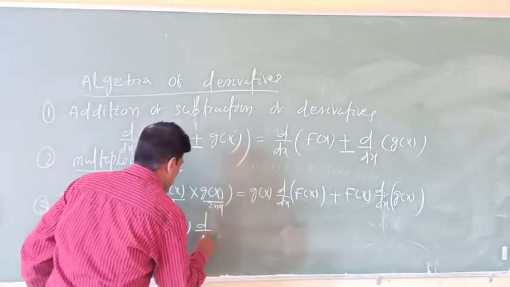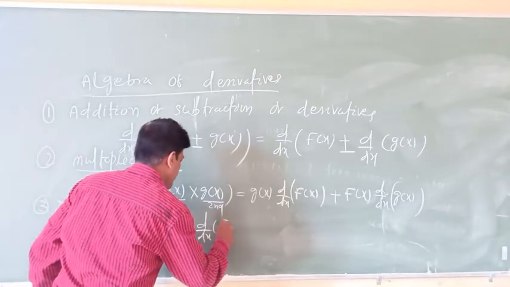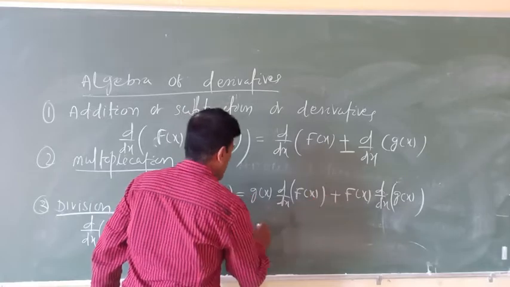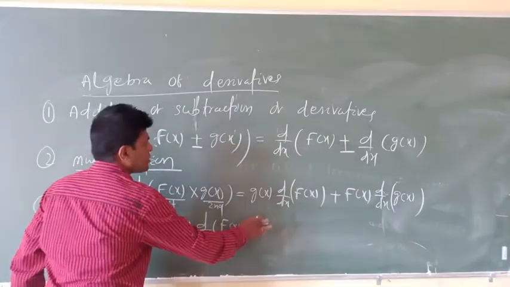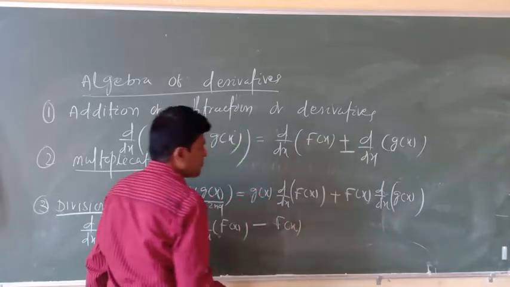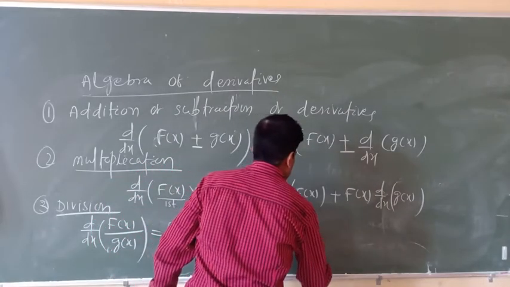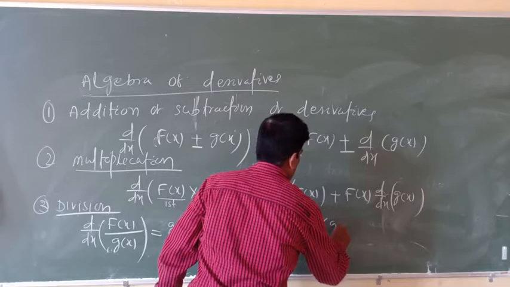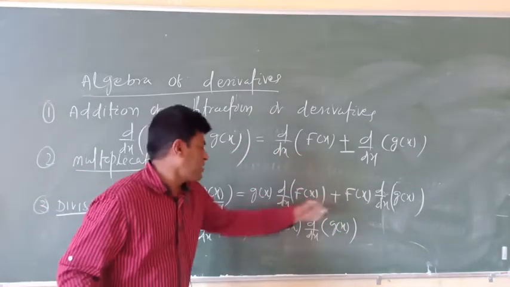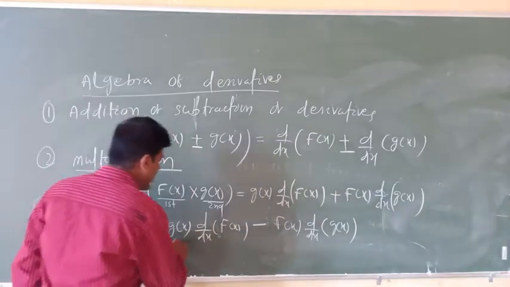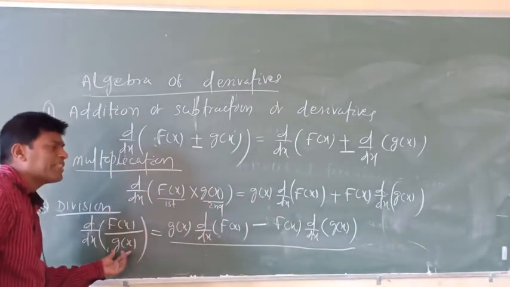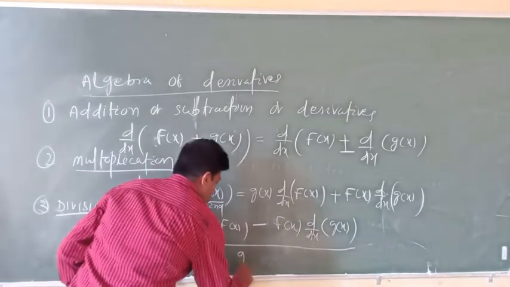d by dx of fx, here you use the sign plus, but here you use the symbol minus. fx is constant, the numerator function is constant, d by dx of the denominator function, that is gx. Here plus, here minus, but another term is there: the square of the denominator function, that is the square of gx.